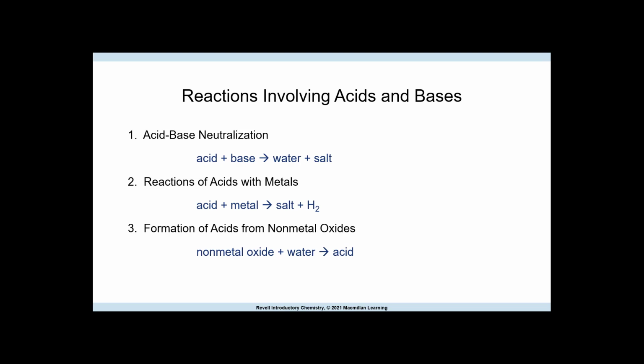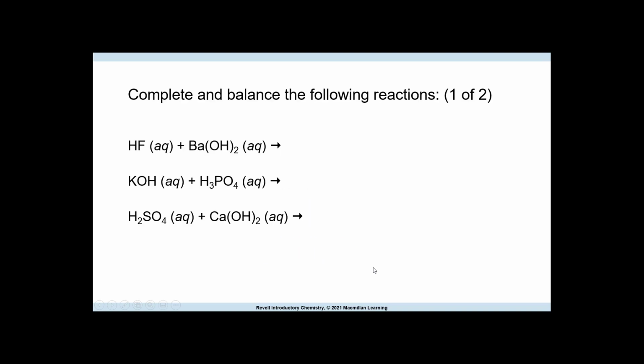So, reactions involving acids and bases. An acid and a base produce water and a salt. That's a neutralization reaction. Reactions of acids with metals: an acid plus a metal tends to produce a salt and hydrogen gas. These tend to be single replacement reactions because the metal tends to be in solid form by itself. Formation of acids, and you will actually have a list on the printout that I gave you, which we'll be covering, I think, in the next lesson. Formation of acids from non-metal oxides: a non-metal oxide plus water produces an acid.